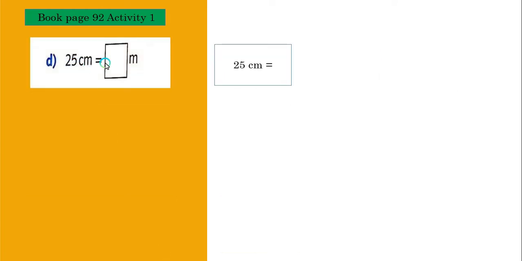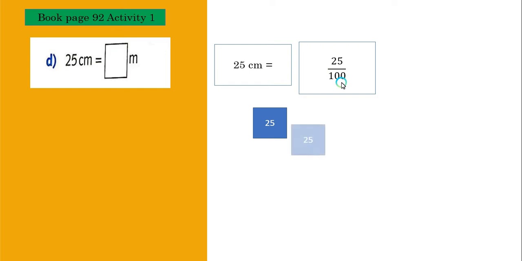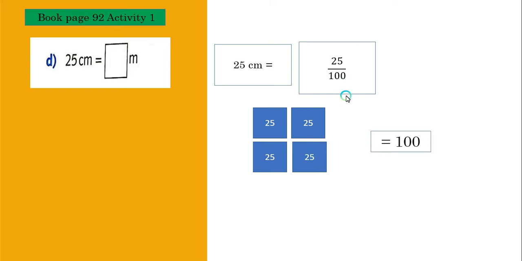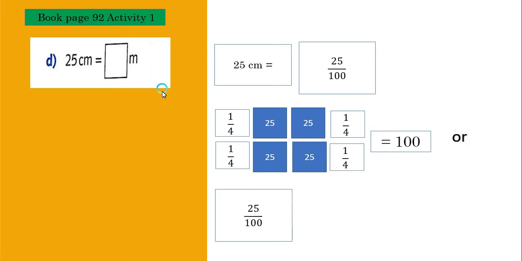25 centimeters is equal to how many meters? So 25 centimeters is equal to 25 over 100. So how many 25s do we need to complete the 100? It's 4 parts. The 4 parts, this is the denominator. And how many 25s are we talking about here? It's only 1. That's why the answer is 1/4.